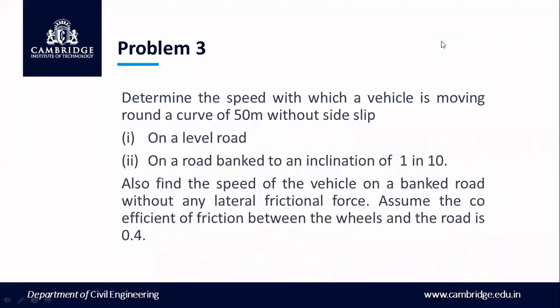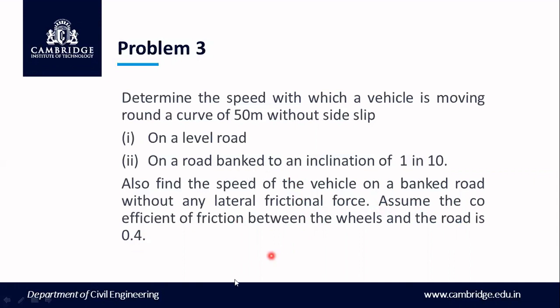Moving to problem number 3. Determine the speed with which a vehicle is moving around a curve of 50 meters without side slip on a level road. Second, on a road banked at an inclination of 1 in 10. The slope is given. Also find the speed of the vehicle on a banked road without any lateral friction force. Assume the coefficient of friction between the wheels and the road is 0.4.